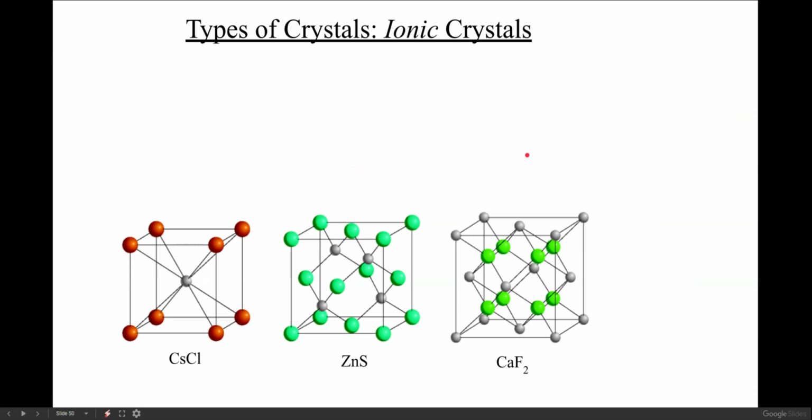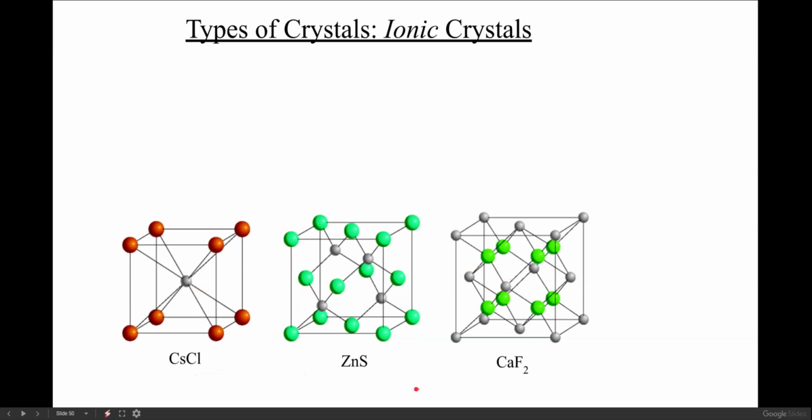So to end today, we're going to look at 4 main categories of crystals. The first is the ionic crystal, and this is the one we've talked about the most because ionic compounds pretty much always exist in a crystal lattice with a unit cell. And so here we know it's always going to have a metal with a nonmetal, cesium and chloride, zinc and sulfur, calcium and fluoride. And then here we're seeing their different unit cells represented.